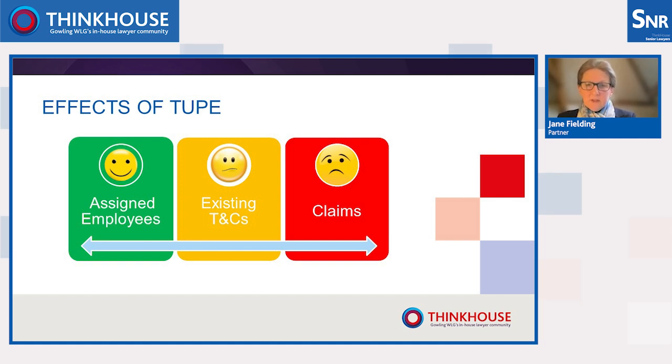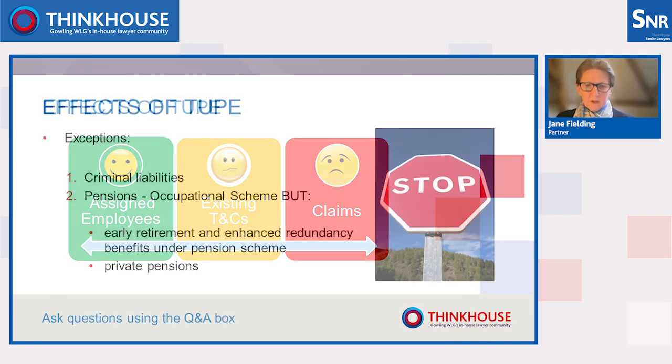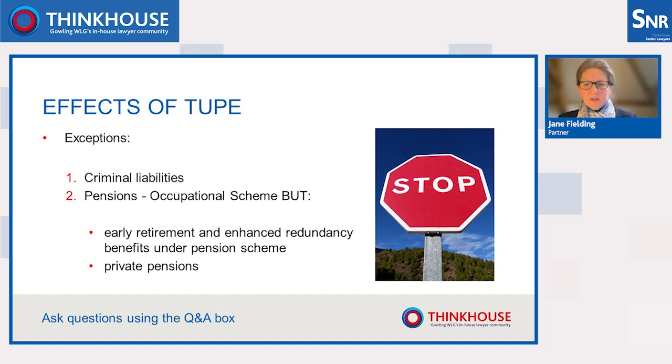Claims also transfer that are alive at the point of the transfer. So if somebody's got an unpaid wages claim, a harassment grievance, anything like that, the transferee will step into the shoes of the transferor. So if we move on, I'll just pick up those exceptions. Unlike civil or tortious liabilities, criminal liabilities don't transfer. So the transferor retains those if they exist. In a TUPE context, it could be something around immigration checks, or criminal liabilities under tax.